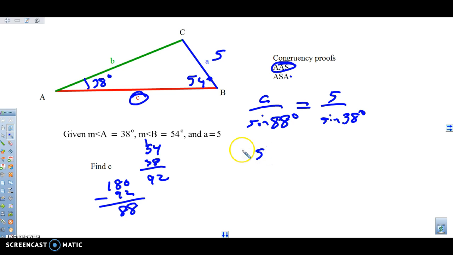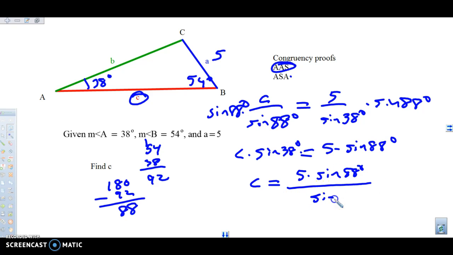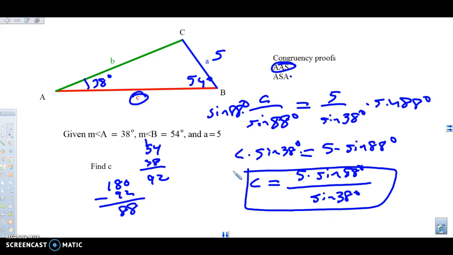So C times the sine of 38 degrees will equal 5 times the sine of 88 degrees. Now, the reason that we set it up this way, so I can get C by itself easier, I wouldn't have to cross multiply. I could just multiply both sides by the sine of 88 degrees. If you put your unknown in the left corner, then you can skip right to here, C equals 5 times the sine of 88 degrees divided by the sine of 38 degrees. Okay, now I'll let you go to your calculators to figure that out, but that's the usual use of law of sines.